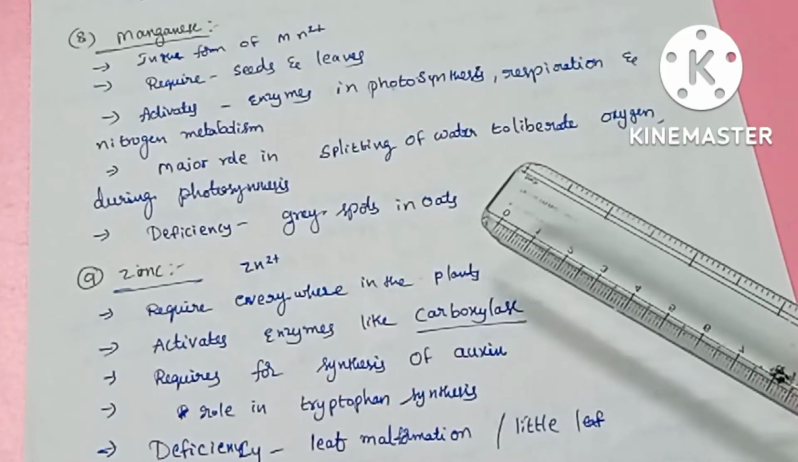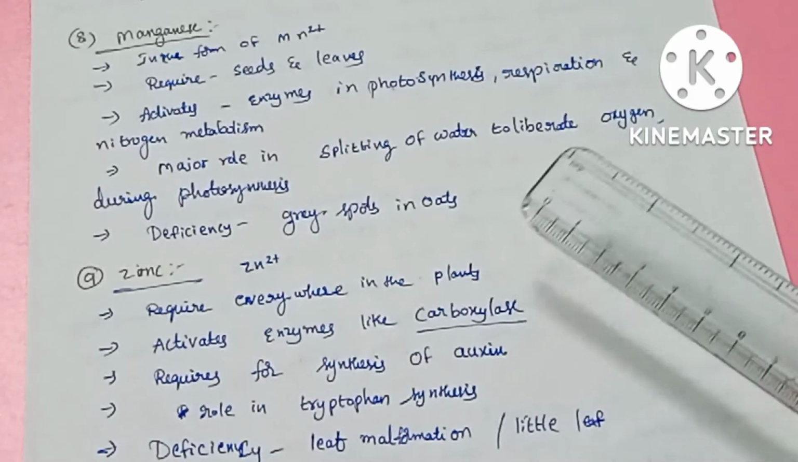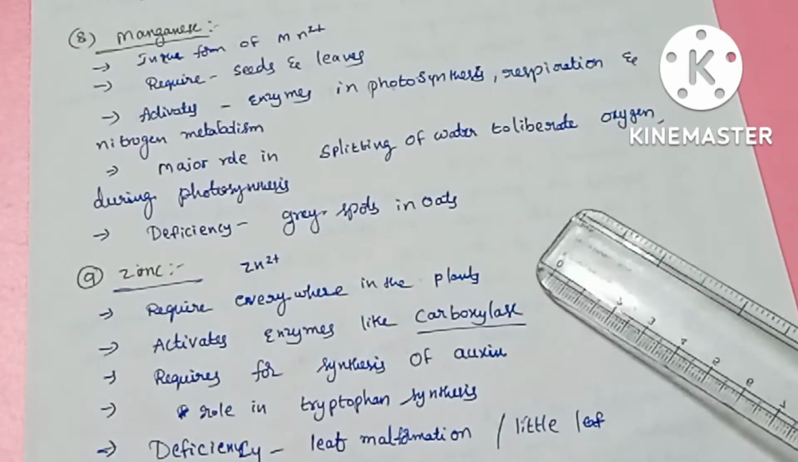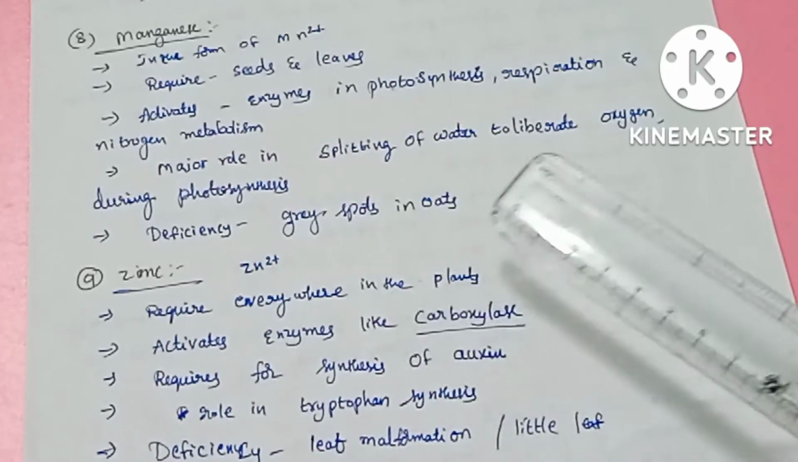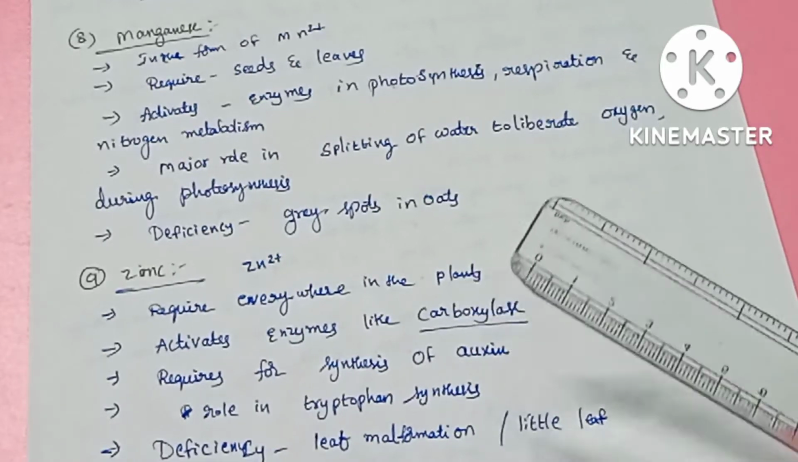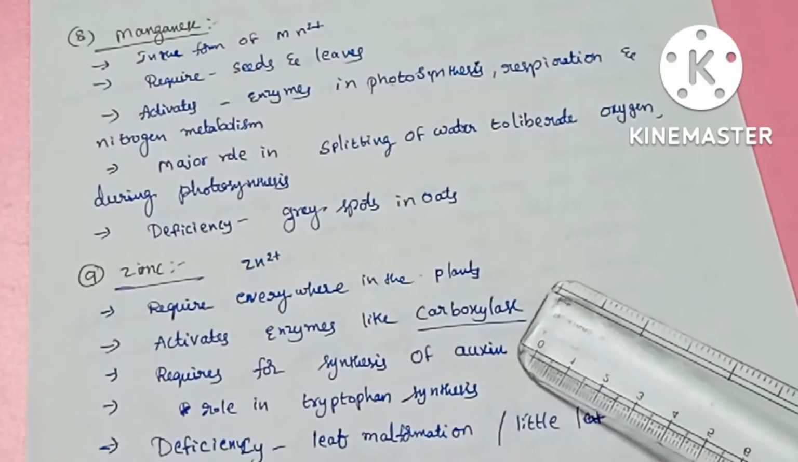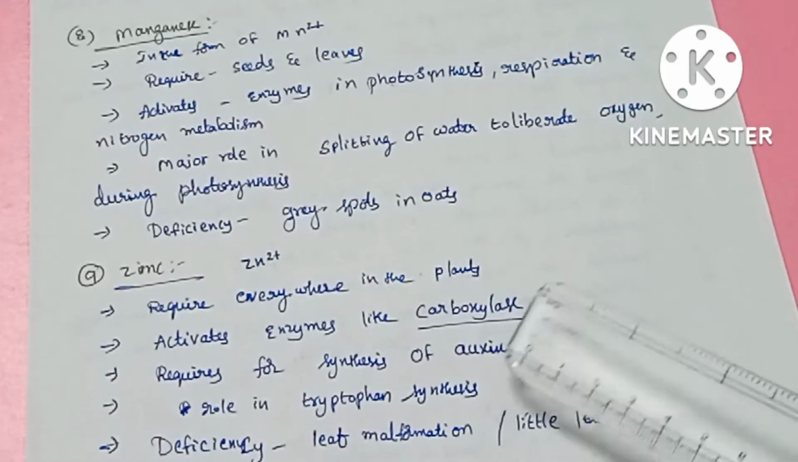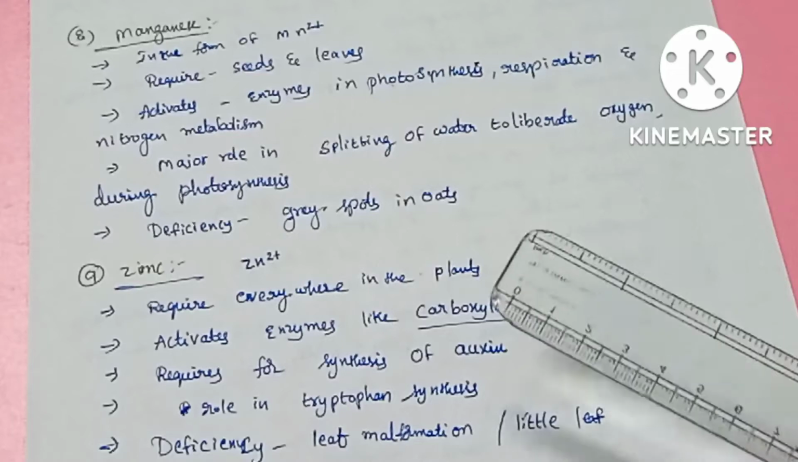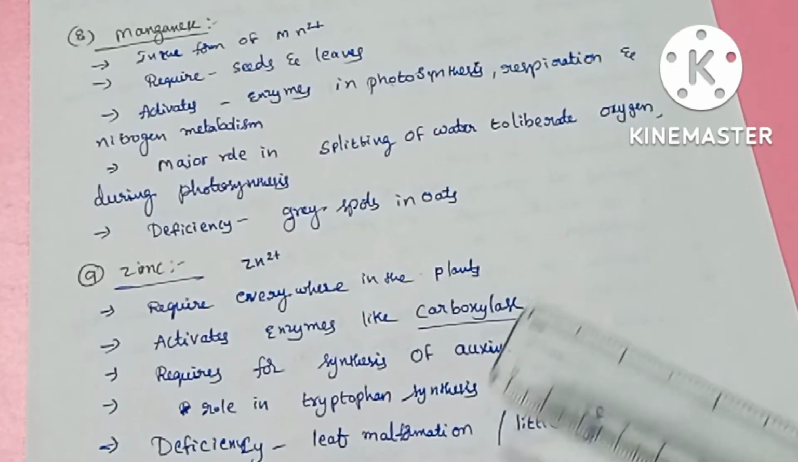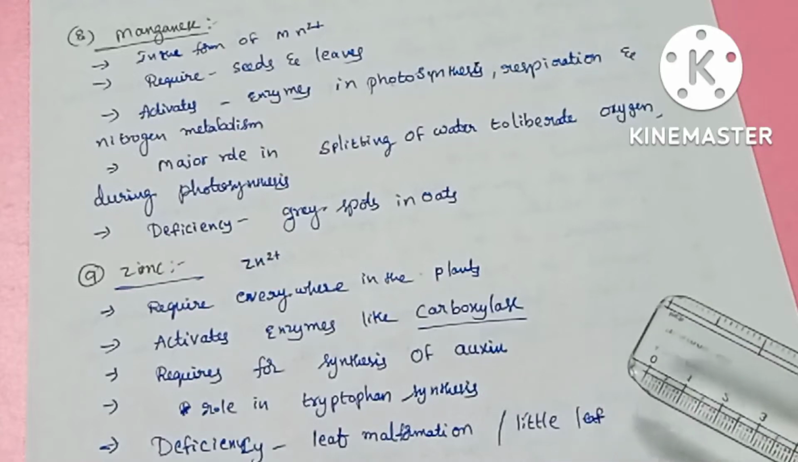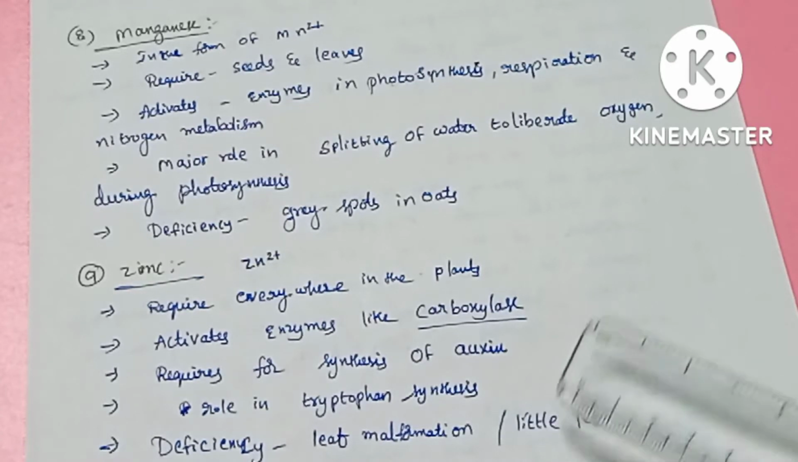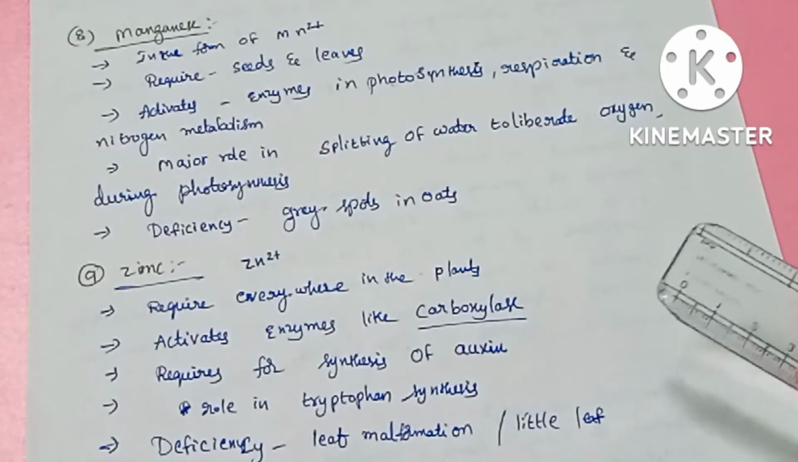Zinc, like iron, is also required everywhere in the plants, and it activates an enzyme called carboxylase. Iron activates the enzyme called catalase, right? Zinc activates the enzyme carboxylase, required for the synthesis of a plant growth hormone called auxin. So for the synthesis of this hormone, zinc is necessary, and it is also involved in tryptophan synthesis. And the deficiency of zinc causes leaf malformation. That means the size of the leaves is reduced, and little leaf structures are formed. The size of the leaves being reduced means that there is a formation of little leaf.